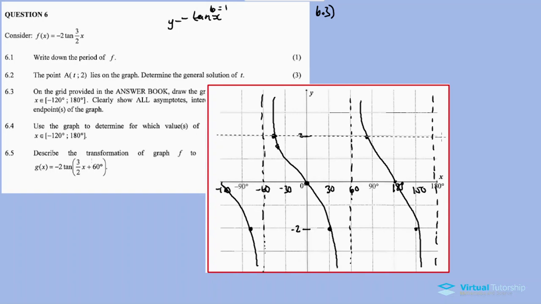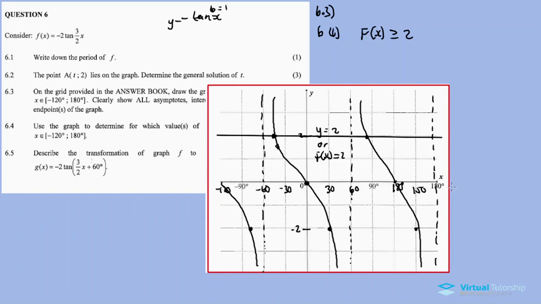Let me draw a line where y equals 2, or f at x equals 2. We want to show the x values that make f of x greater than or equal to 2.